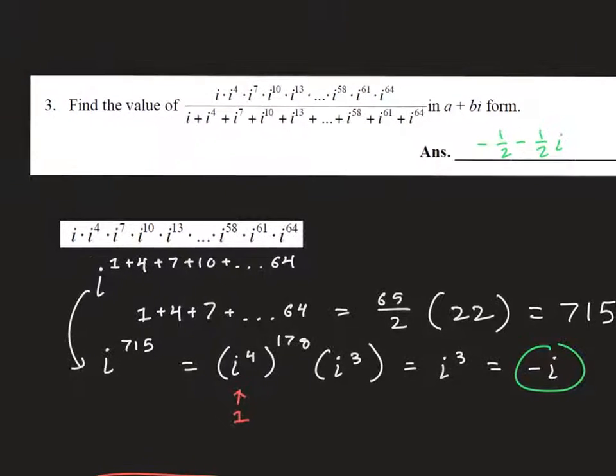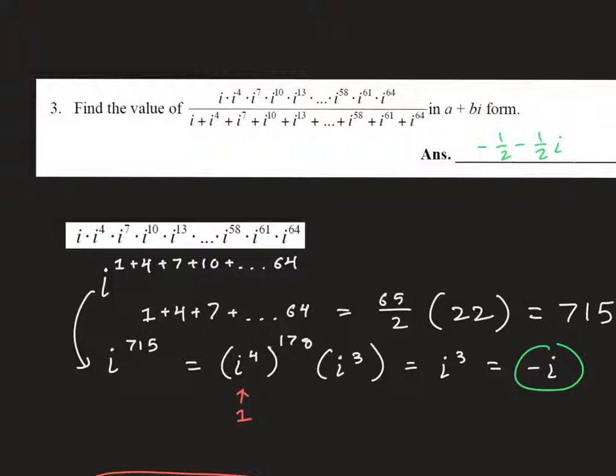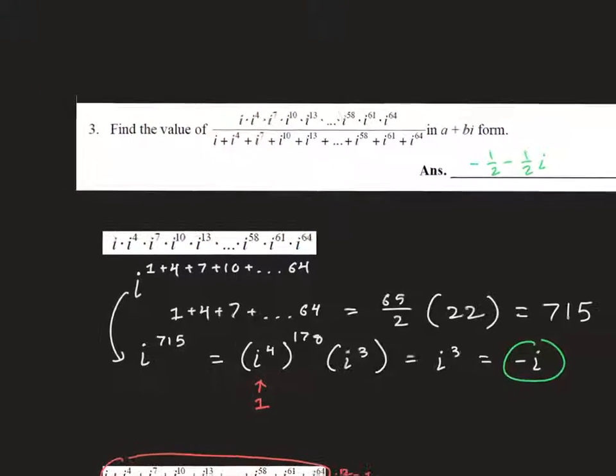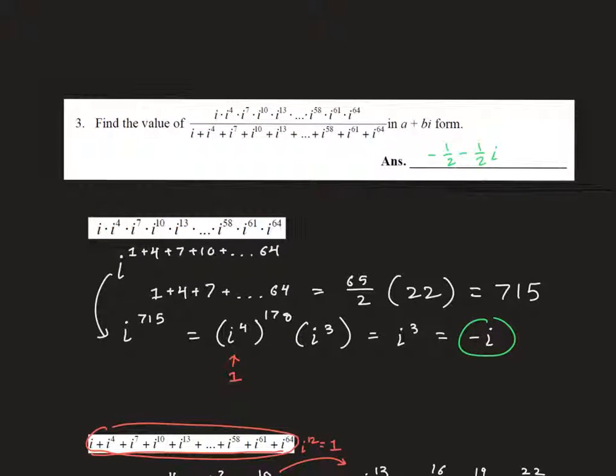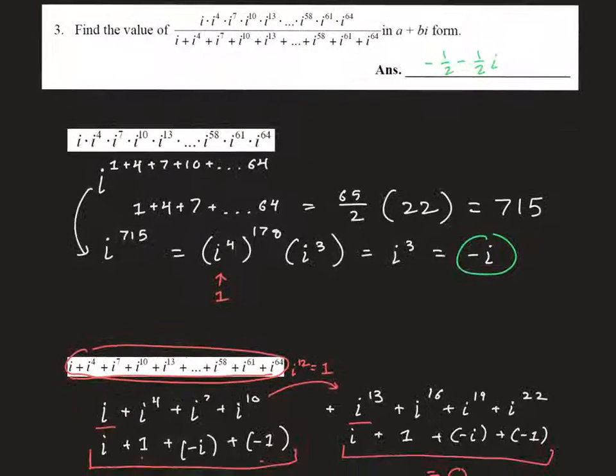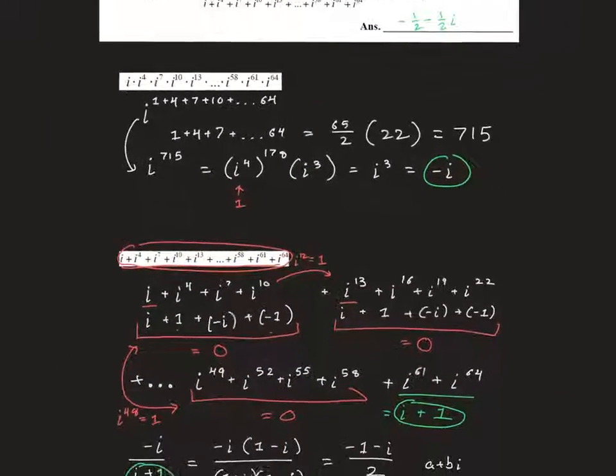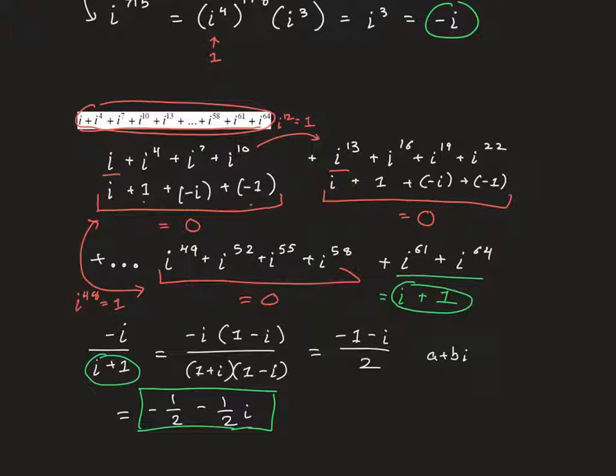So to do a problem like this, you isolate the numerator and denominator and then simplify them separately. And if you need to, you use complex conjugates to get rid of a complex number on the denominator so we can get it in a plus bi form.